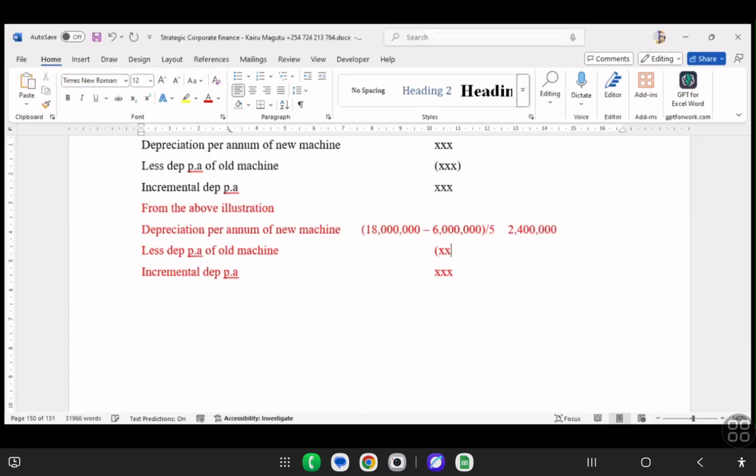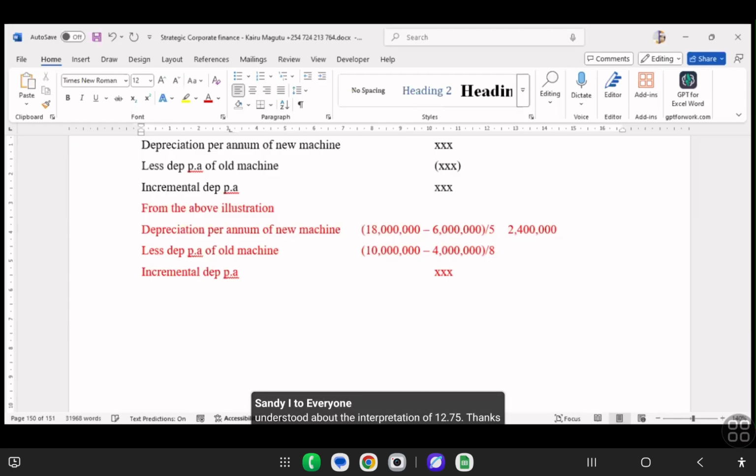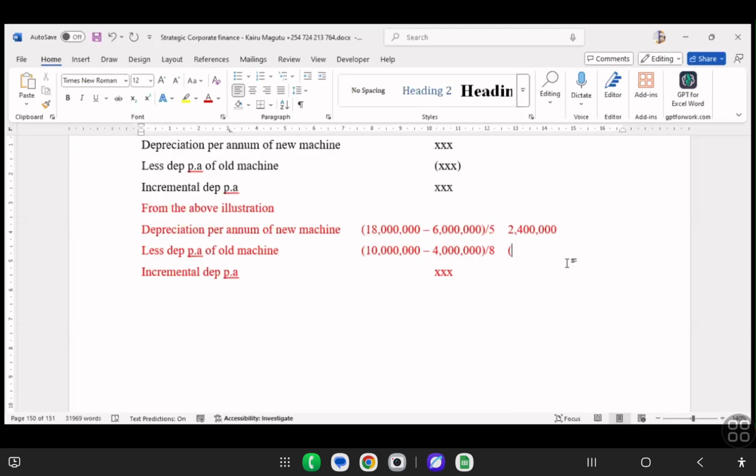Then we have the depreciation of the old machine. The old machine, remember, initially it was bought at 10 million. It was expected to have a salvage value of 4 million, and it was estimated to have an economic life of 4 years. So how much was the depreciation per annum on the old machine?